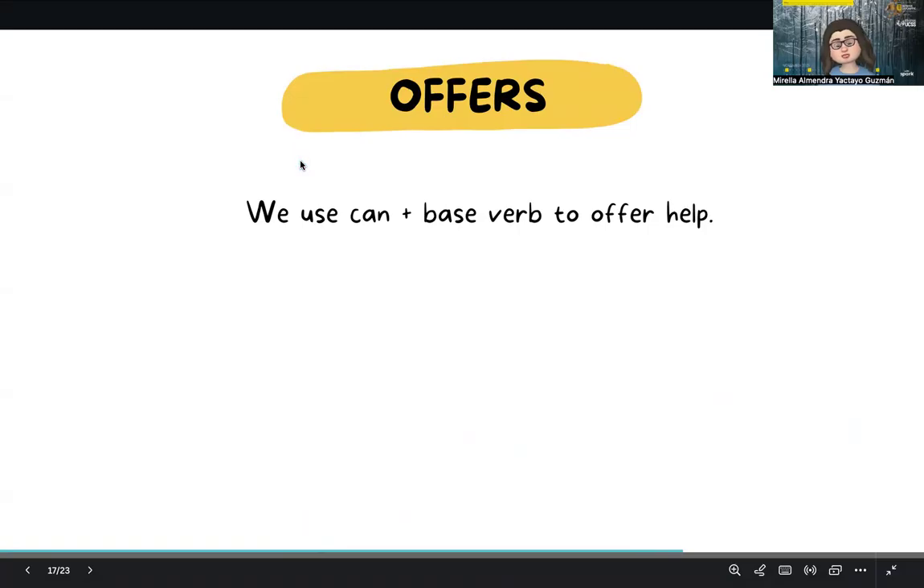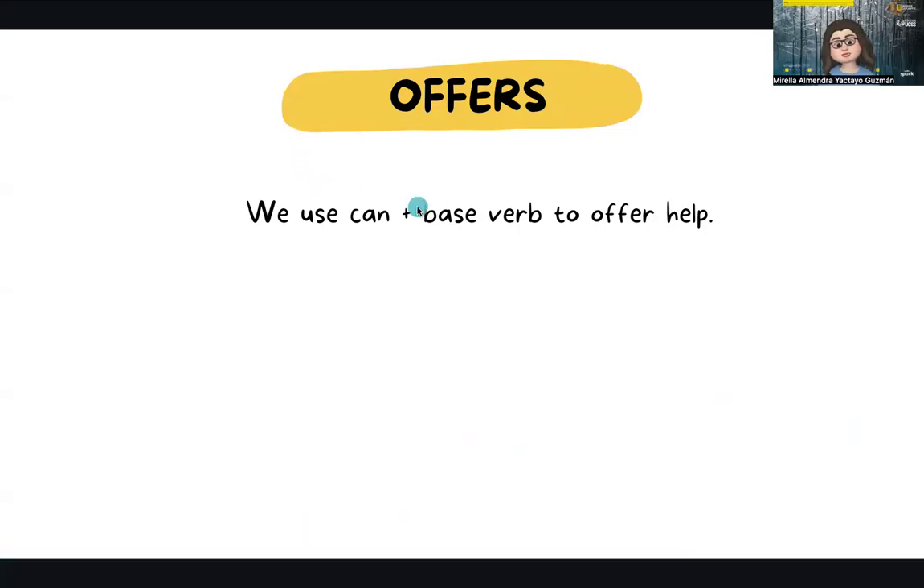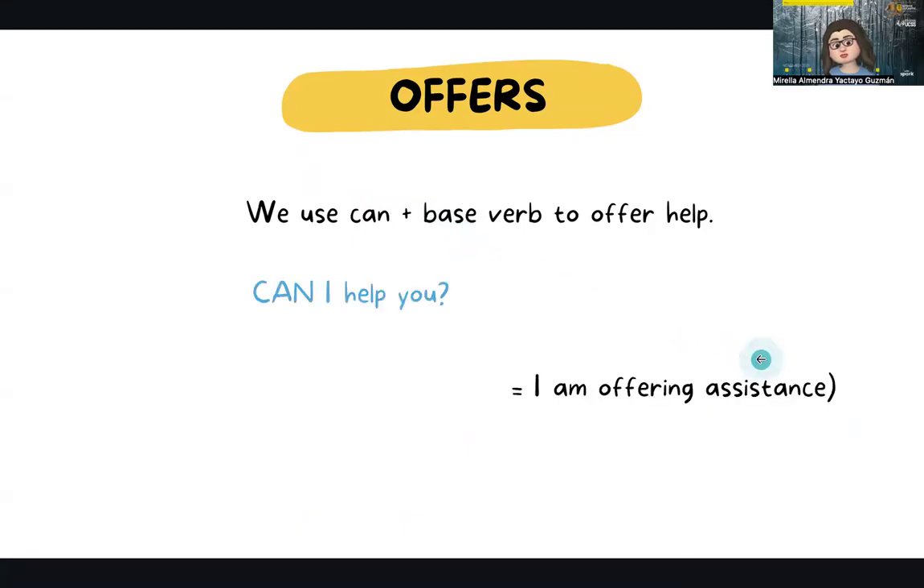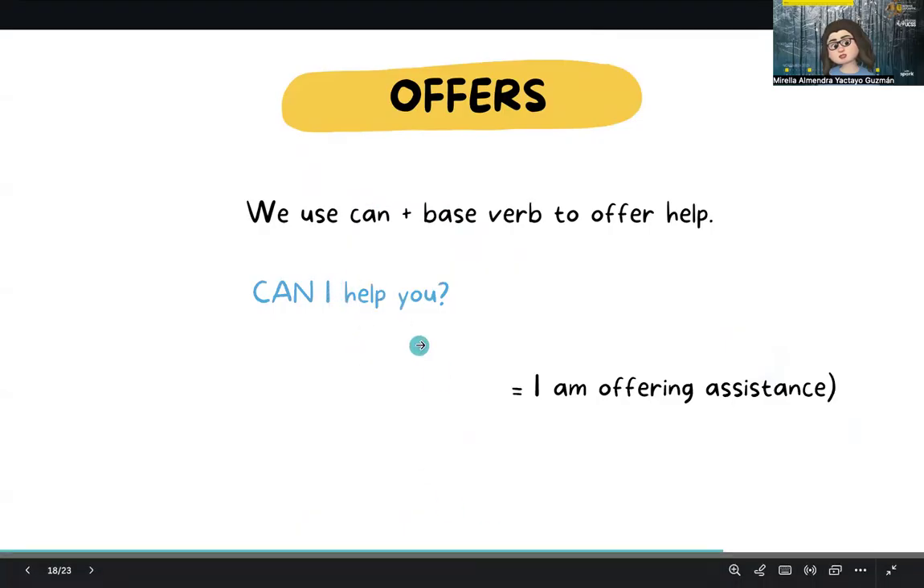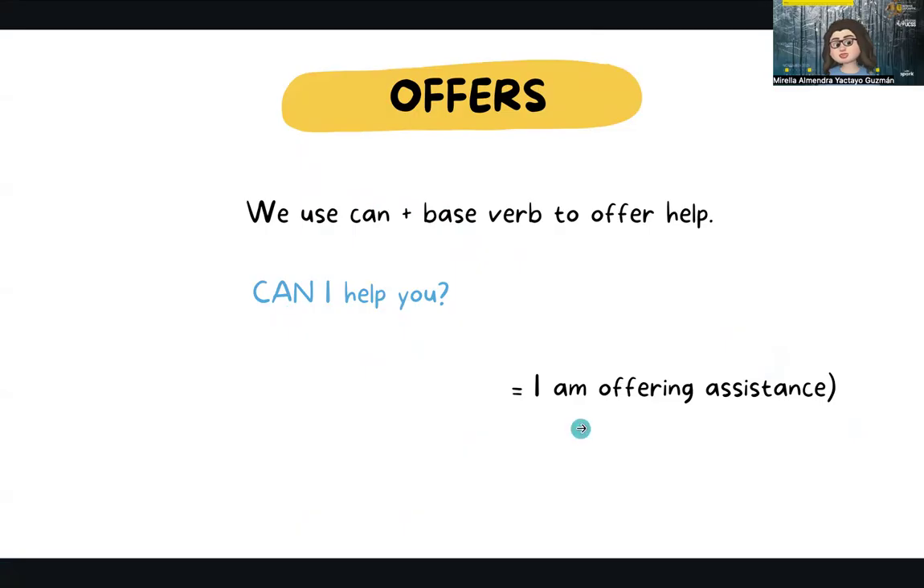In offers, we use can plus the base form of the verb to offer help. For example, can I help you? Can I? I am offering assistance. Can. The subject is usually first person I, and then the verb in its base form. Help, in this case, it's in its base form.